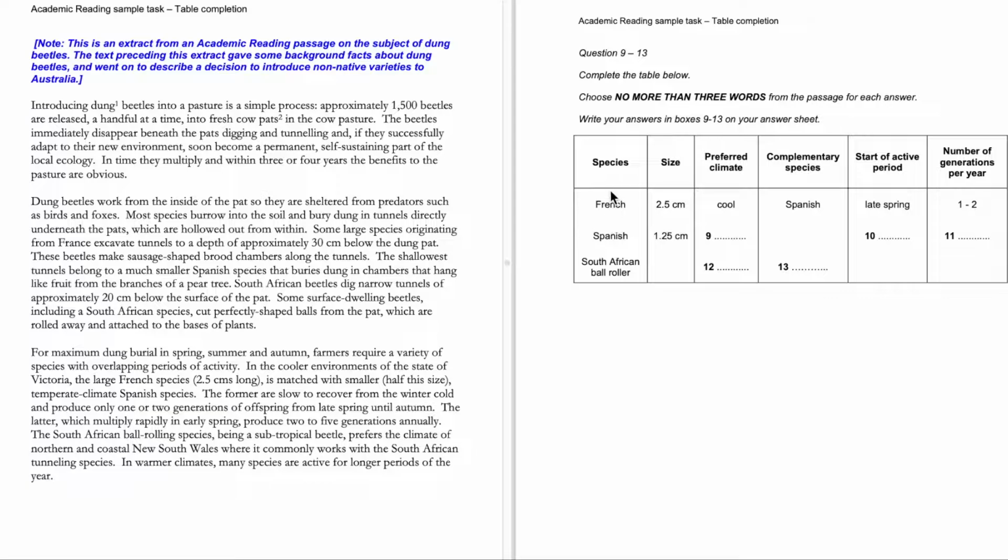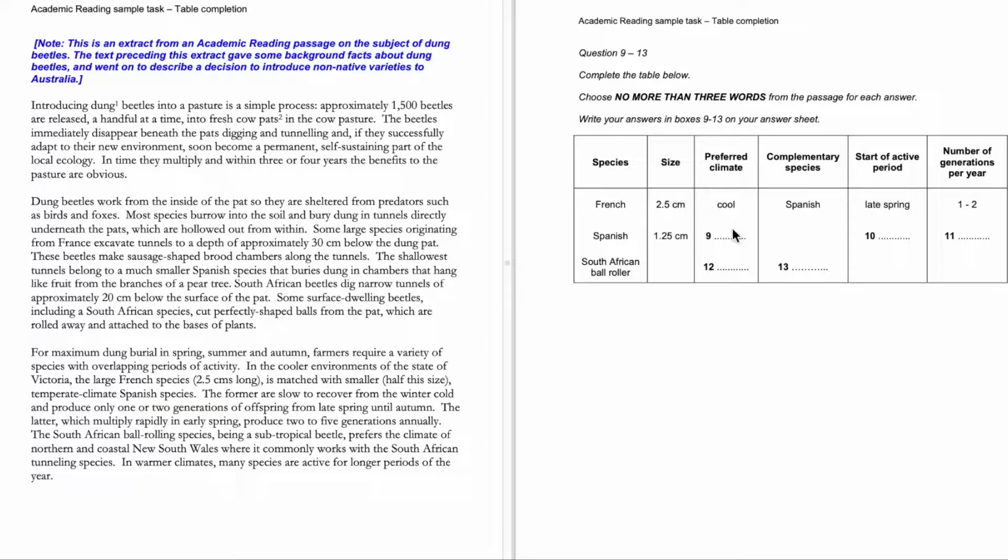So in case of species, we have French, Spanish, South African, ball roller, and sizes. Their climate, it's cool for French. And in case of complementary species, the Spanish here. So start of active period, it's written here, it's late spring. For number of generations per year is 1 to 2 for French. And for Spanish we have to find.